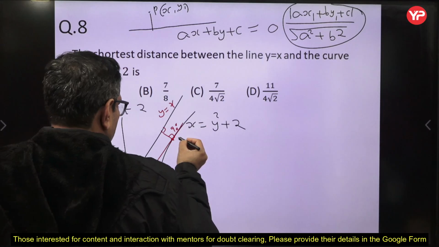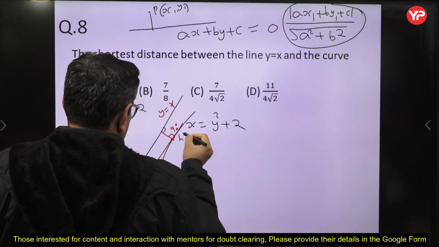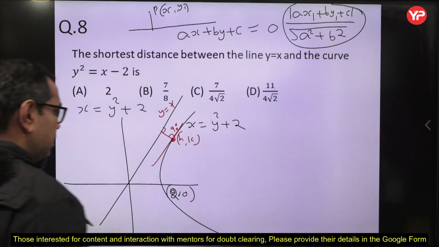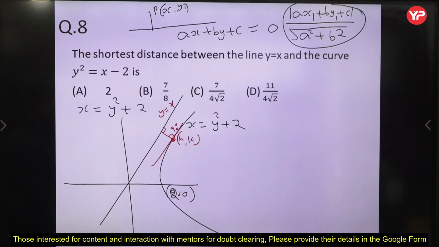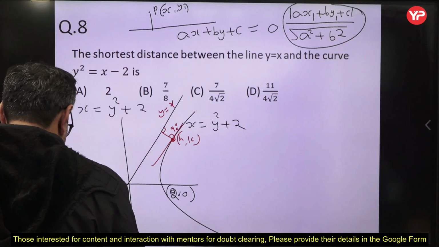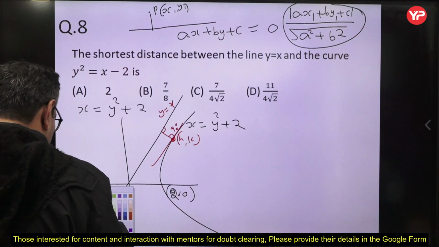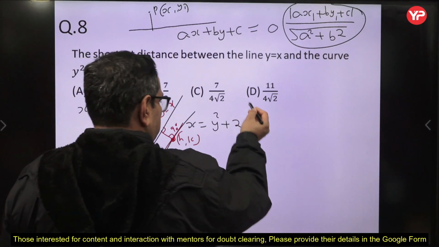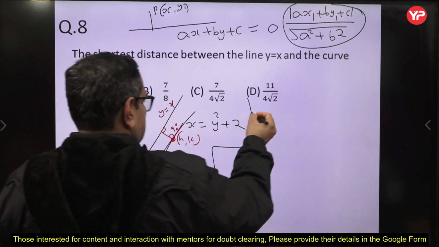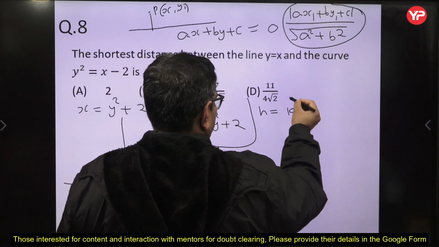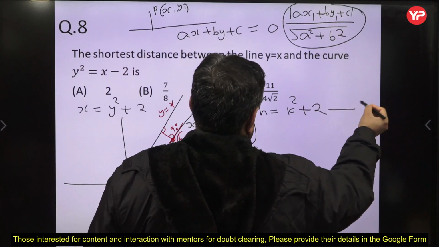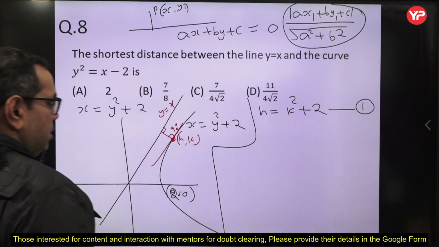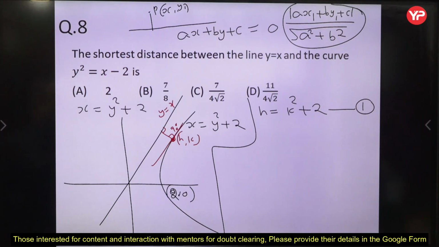Suppose this point is h comma k. Let us assume that this point on the parabola is h comma k. So this point will satisfy the equation of the parabola because it is lying on the parabola. Definitely it will satisfy the equation of the parabola. So we can write that h is equal to k square plus 2. Equation number 1: h equal to k square plus 2.